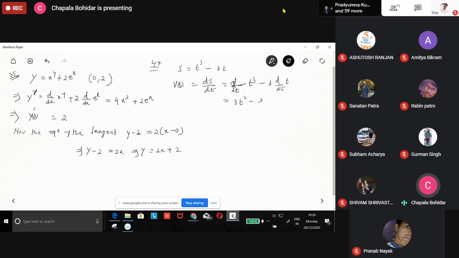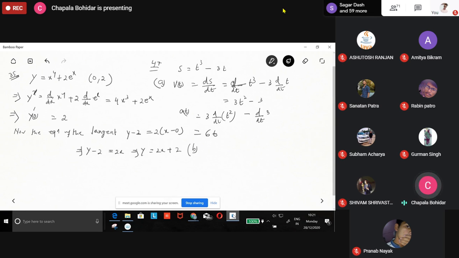This is our velocity. Then acceleration a(t) is equal to 3 into d by dt of t square minus d by dt of 3. You have to write it like this, it is equal to 6t and it is 0. Okay. So bit A is over, clear? Now bit B.